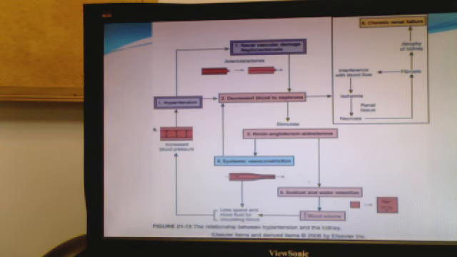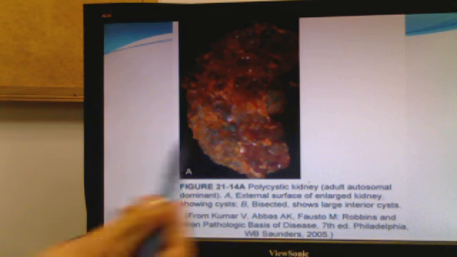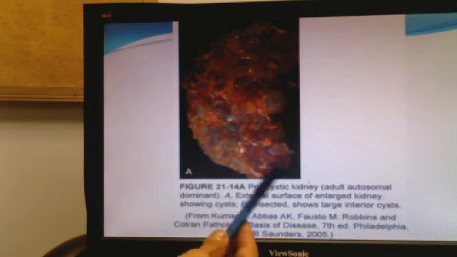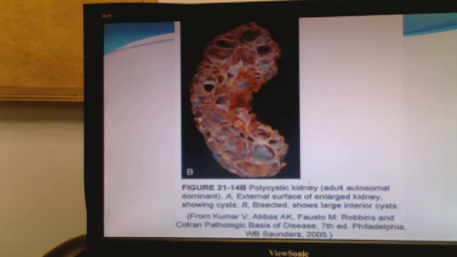Here is a picture of polycystic kidney that I was telling you about. So polycystic kidney, poly means many, and these are your cysts, and anybody who has polycystic kidney will ultimately suffer from renal failure. So that's a polycystic kidney, and this is a cut section of the same kidney. So there's really no nephrons there. There's really no pyramids and cortex. They're mostly just cysts.